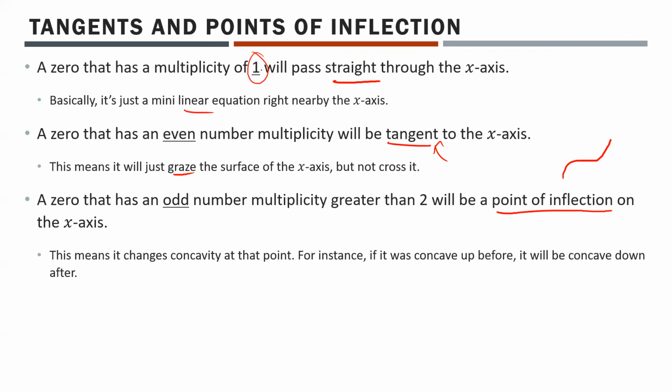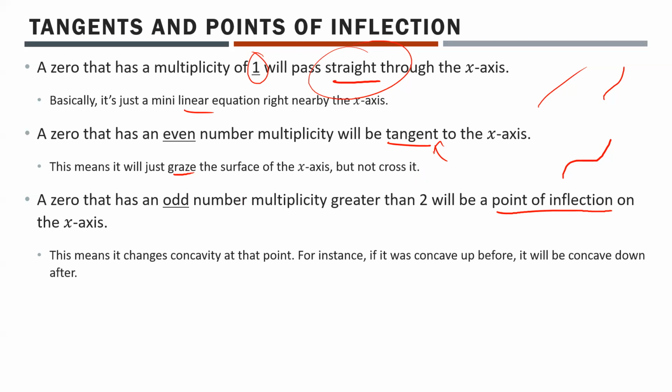That's not to be confused with one that's going to pass more or less straight through. This sometimes can look like a bit of a point of inflection. It might kind of look like that. That doesn't mean it's a multiplicity greater than 3 or 5 or 7, but it is just something you'll have to watch.